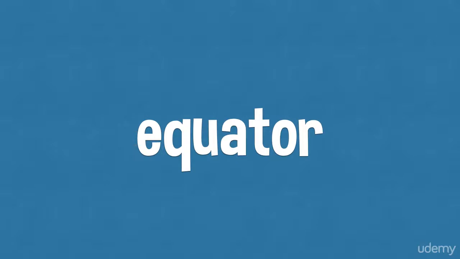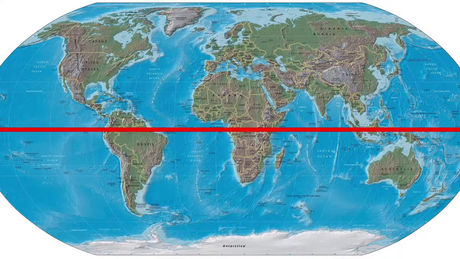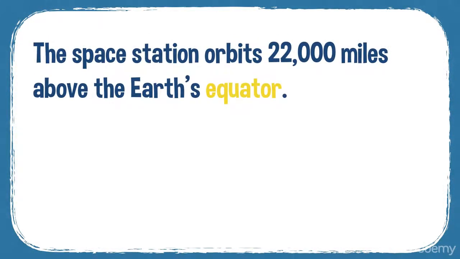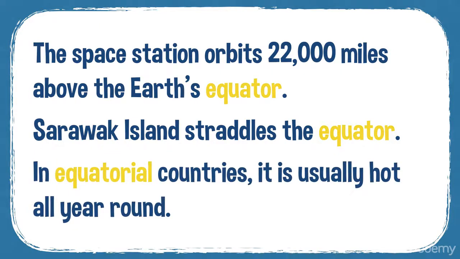Equator. Here's the equator. Across the middle of the earth. So we can say the space station orbits 22,000 miles above the Earth's equator. Sarawak Island straddles the equator. In equatorial countries, it is usually hot all year round.